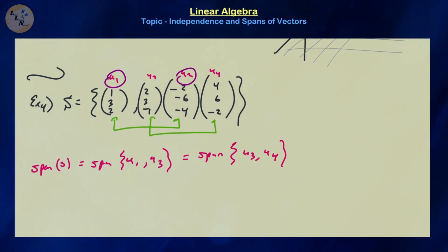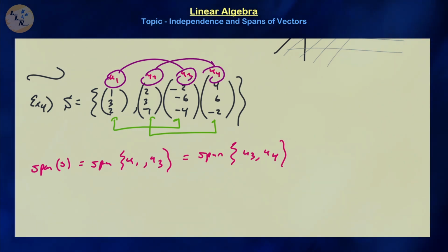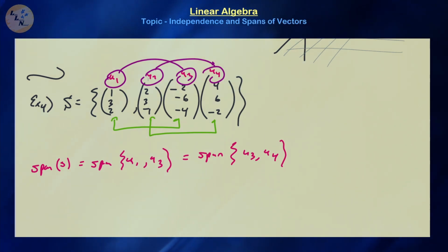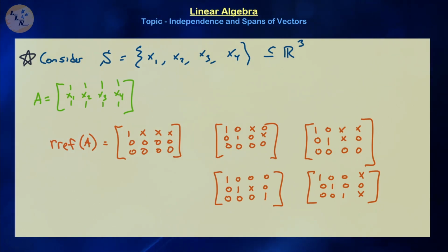Because again, 1 is dependent on 3 and 2 is dependent on 4. So for example, 1, 2 is okay, 1, 4 is okay. You could do 3, 2, or you could do 3, 4. Any of those combinations would be perfectly valid when you're talking about the two-dimensional subspace of R3 for which these 4 vectors do span.